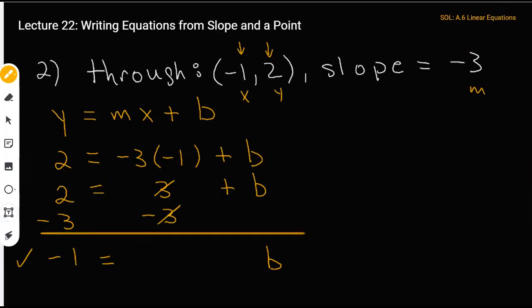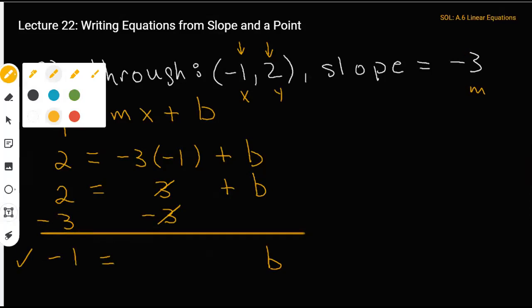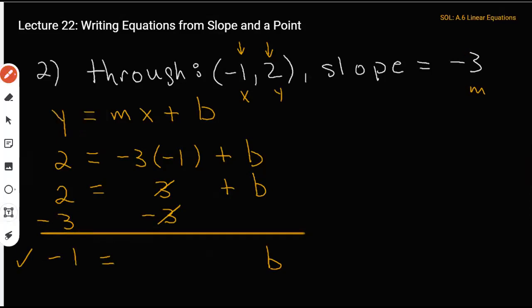Okay, so now that I know what b is, I have all the information I need to write my answer in slope-intercept form. So I'm going to bring this over here. Y equals m, that's -3, x plus b, which is going to be -1. So since b is negative, I'm just going to keep the minus right there. -3x minus 1.